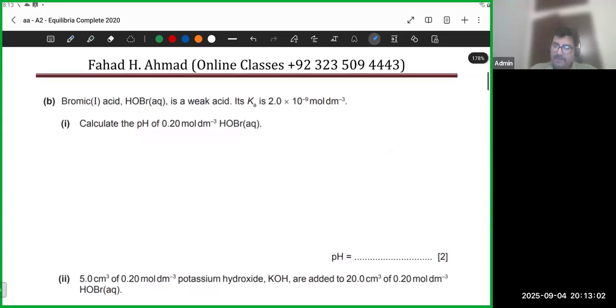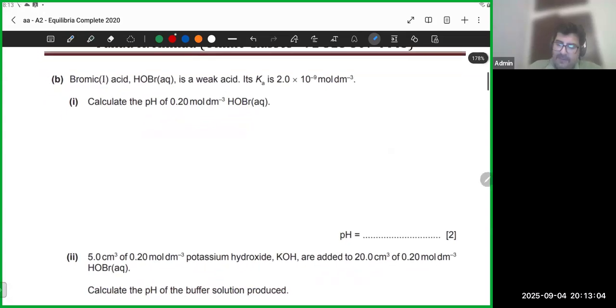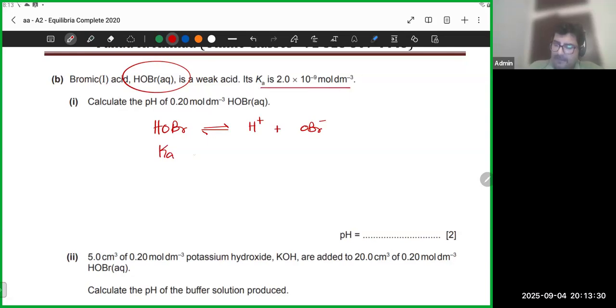Yeah, this one. See, again, they've given us that HOBr is a weak acid, right? So that means if you have HOBr, it's a weak acid. That means it's going to be an equilibrium reaction. It's not going to fully dissociate. It will produce H+1 ions and what is left, OBr -1. Okay, so it's going to dissociate like this. It's going to have an equilibrium constant, and they've given us the value of that equilibrium constant.